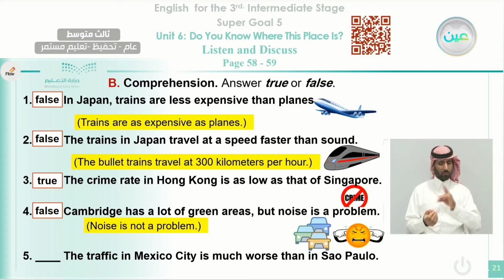The traffic in Mexico City is much worse than in Sao Paulo. Is that true? Yes, this is a true statement.